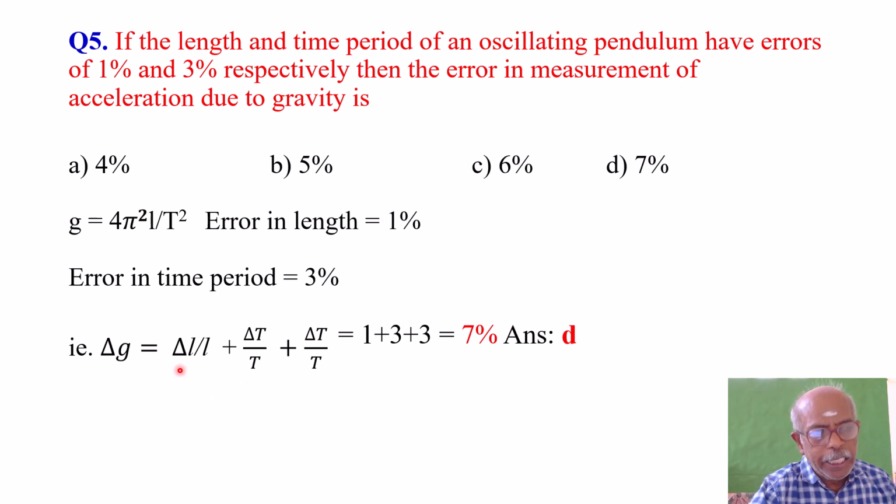So delta L by L is 1%, delta T by T is 3%. So 1 plus 3 and 1 more 3. So 7% is the answer. Option D, 7%, is the right answer.